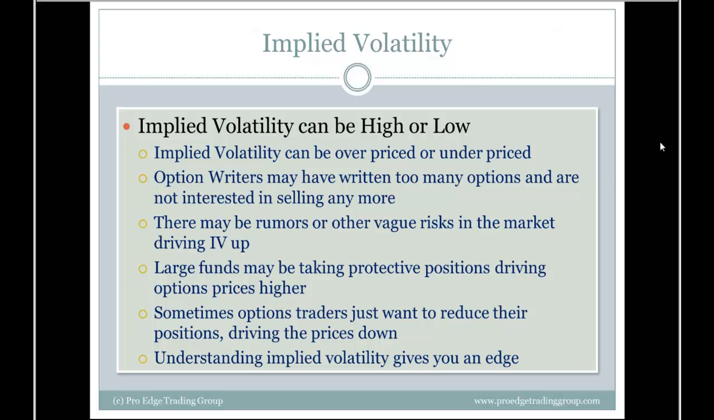Other things to think about. Rumors or other vague risks very, very often drive implied volatility up. It's a great quote that implied volatility is driven by what might happen, not by what's likely to happen. Anytime there's some kind of vague risk or crazy rumor, you're going to see implied volatility jump up. Because the people selling options know that as soon as that vague risk gets out there, somebody's going to get panicky on the other side and they're going to want to buy protection. And that's what they're selling. Implied volatility options are selling protection to people. So they raise their price knowing that there's going to be customers.